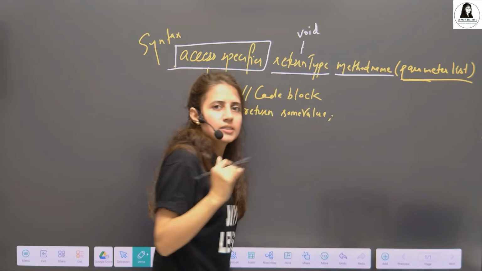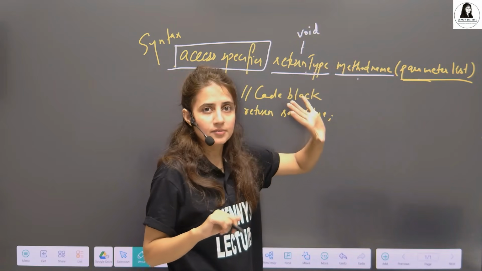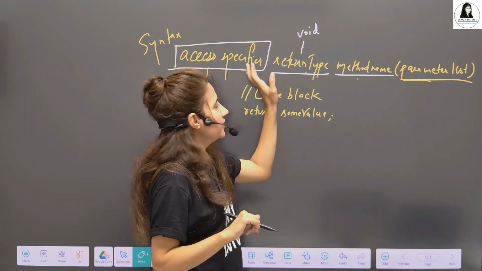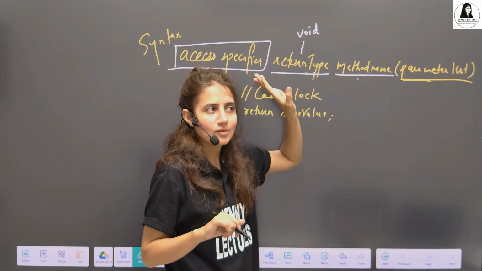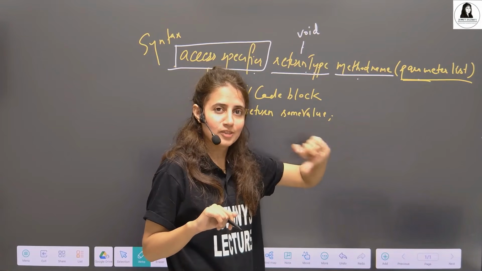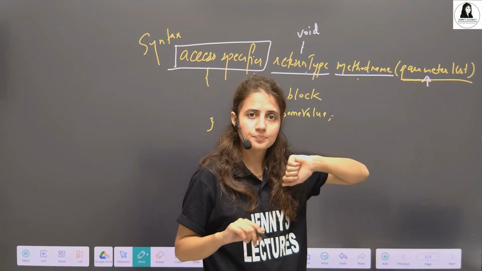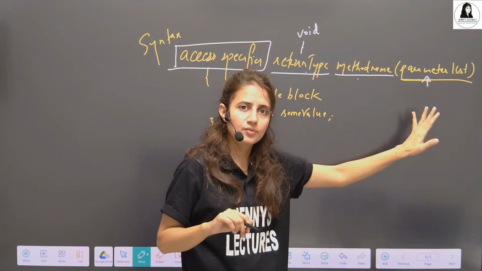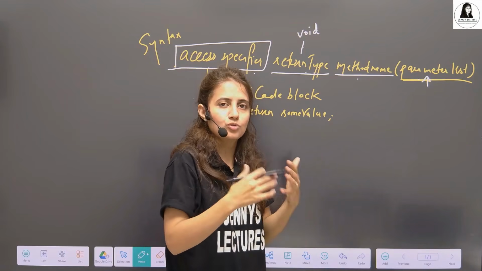Then parameter list. This is optional. This thing we will see later, access specifier. Okay, this is also not strictly necessary that you have to specify access specifier. This is optional. Parameters are also optional, right? If you want to give, it's okay. If you don't want to give, then also it's okay. That also I'll show you.